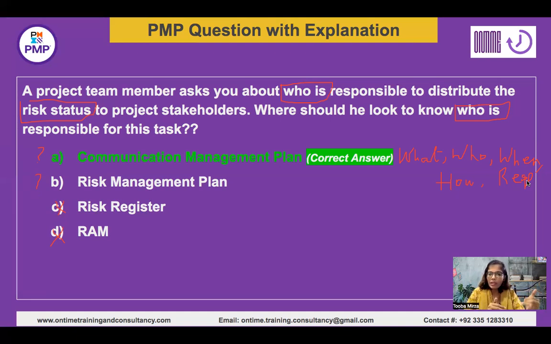So the risk management plan maybe talks about who is responsible, and it talks about when, like with what frequency it should be taken, but still it would not talk about who is the target audience, by what time it should be sent, and what channel you are going to follow, maybe email, or the blogs, or the company website, or whichever channel it is. So between A and B, though B is also not incorrect, A is the most correct and most comprehensive choice over here.